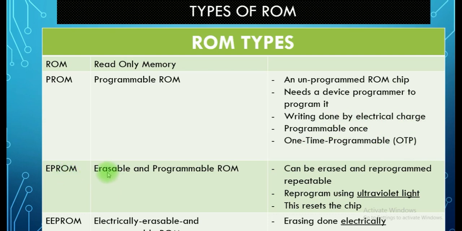Then we have EPROM, which means erasable and programmable ROM, and this can be erased and reprogrammed repeatedly. This, of course, is done using ultraviolet light. And then now we have EEPROM, which means electrically erasable and programmable ROM, and this now is erased electrically. So that's the difference in terms of the process or the technology behind the two. EPROM uses ultraviolet light, and EEPROM uses electrical pulses. EEPROM is what you would find in a smartphone.